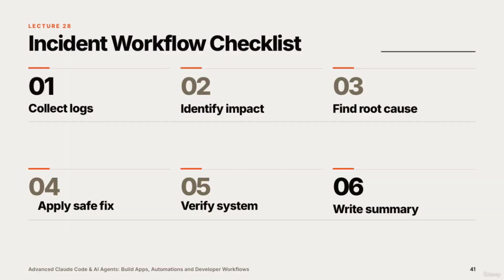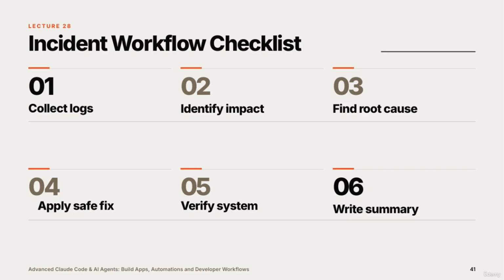Here's a helpful checklist to guide us through the incident workflow process. First, we start by collecting logs. This step is crucial because logs provide the raw data we need to understand what happened. Next, we identify the impact, determining how the incident affects the system and our users. Then, we work on finding the root cause, which is essential to prevent the problem from occurring.